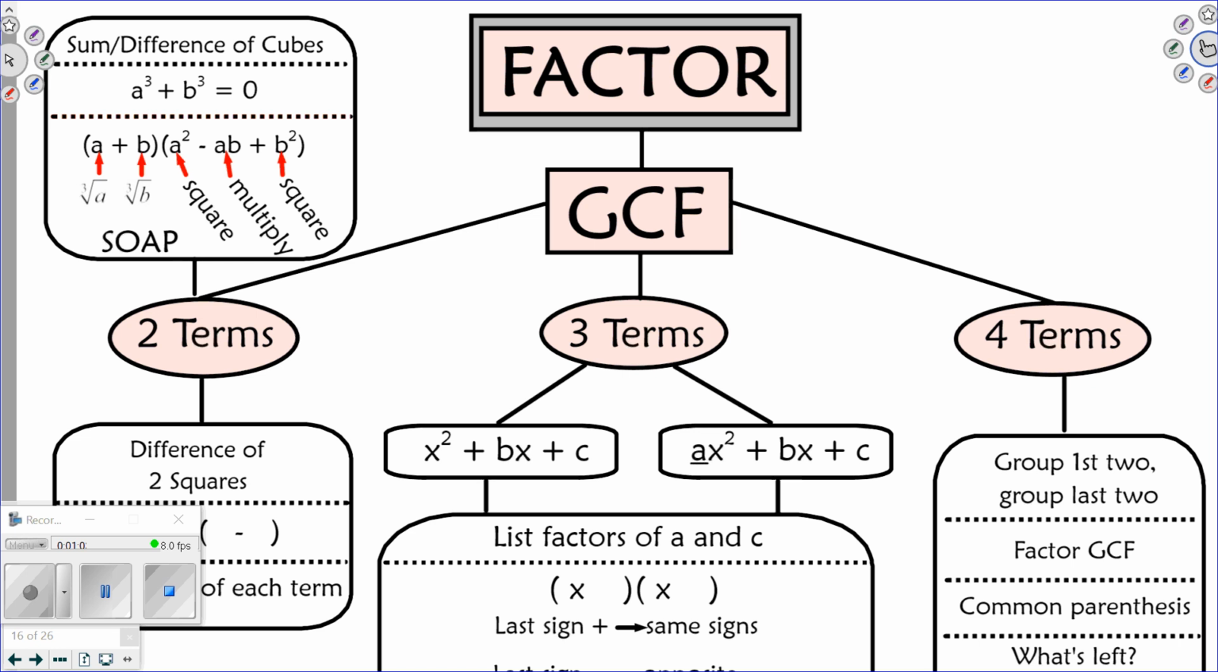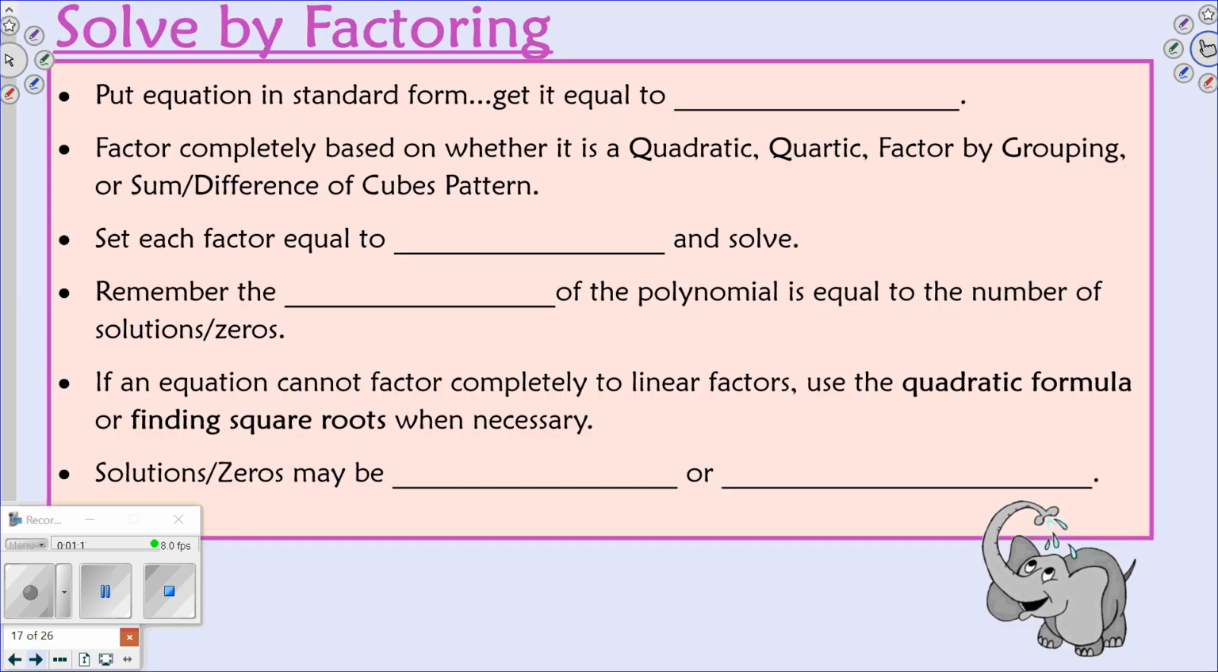3 terms, I have on here the x squareds, but what also falls in this category? X to the 4th, your quartic. They factor the same way. And then 4 terms, that's your grouping. Right? That's all your different types of factoring.